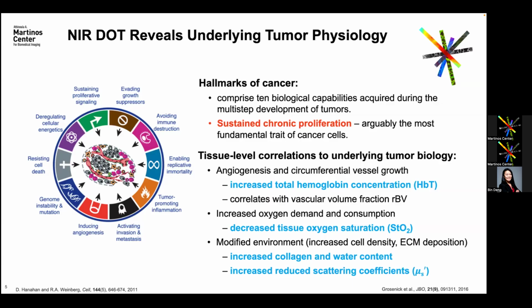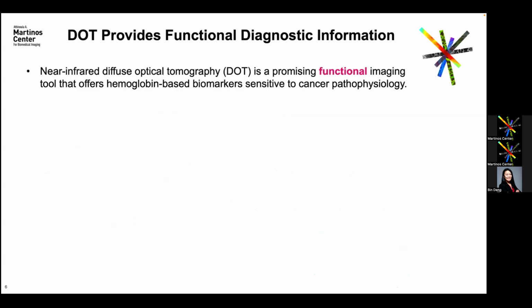microenvironment. For example, cancer tissue is densely packed with atypical cells, and also there's excessive deposit of collagen fibers in the extracellular matrix, which can change the collagen and water content, and also change the scattering properties of the tissue. So these are the functional biomarkers we leverage using near-infrared optical imaging. In the field, we use near-infrared for cancer imaging because it offers hemoglobin-based biomarkers very sensitive to cancer pathophysiology.